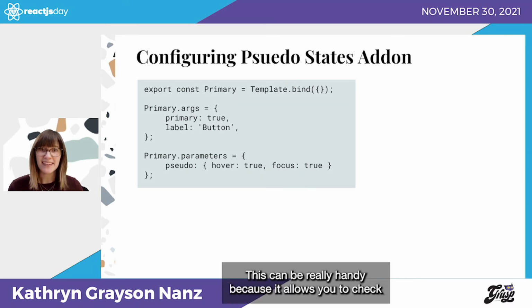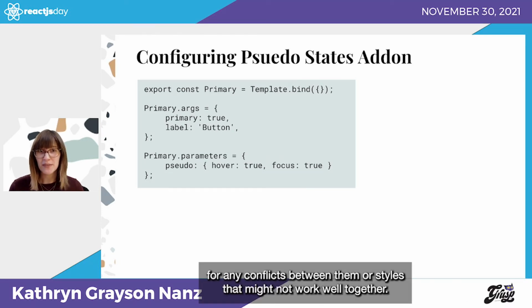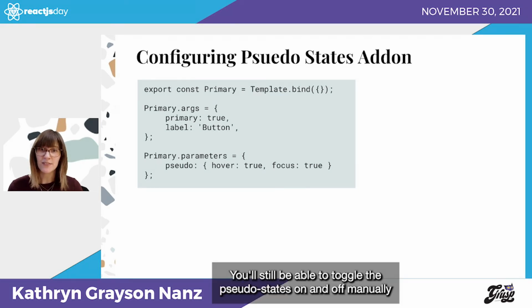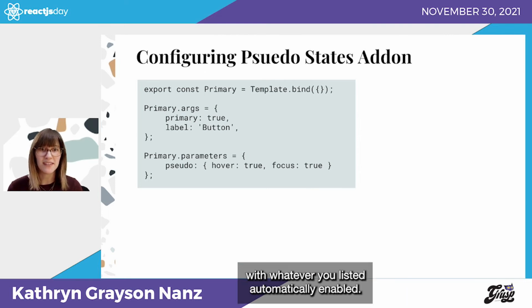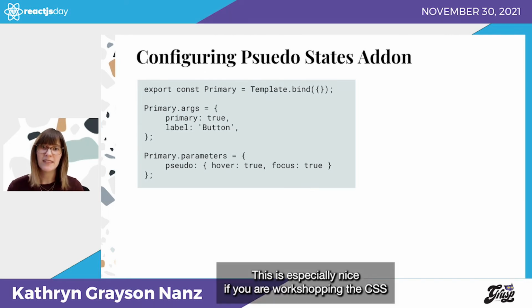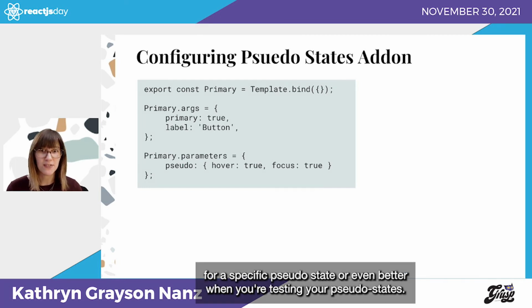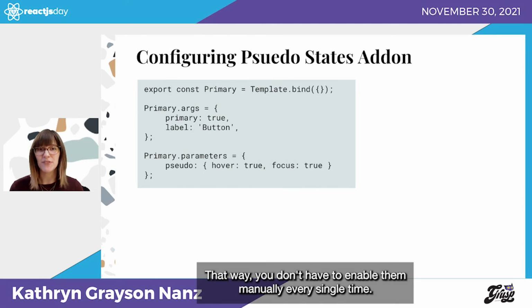This can be really handy because it allows you to check for any conflicts between them or styles that might not work well together. You'll still be able to toggle the pseudostates on and off manually from the menu bar, but now they'll load with whatever you listed automatically enabled. This is especially nice if you are workshopping the CSS for a specific pseudostate, or even better, when you're testing your pseudostates. That way you don't have to enable them manually every single time.